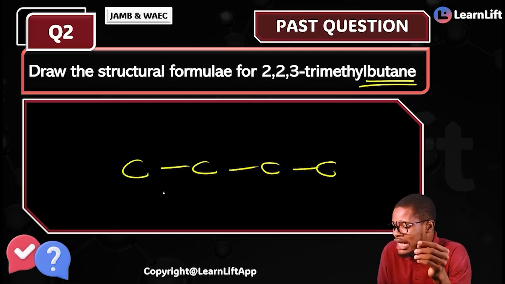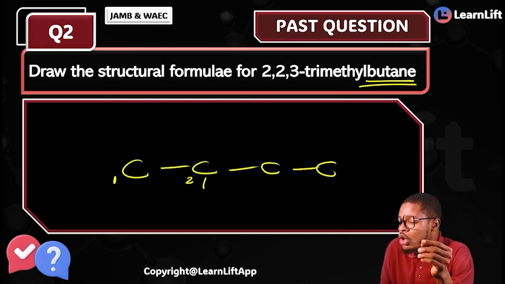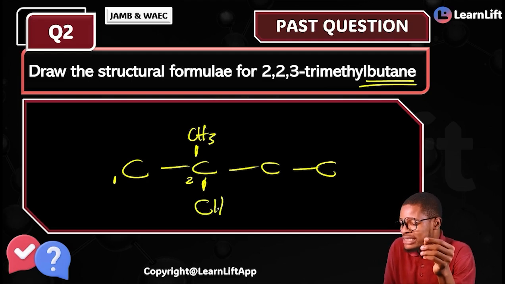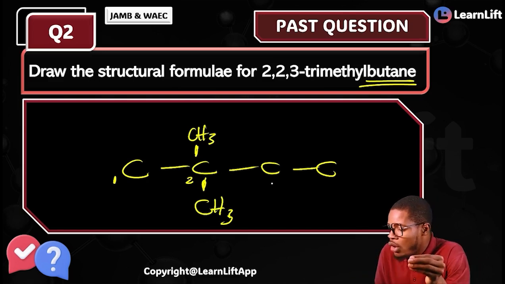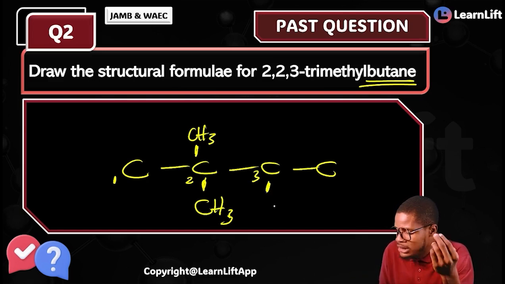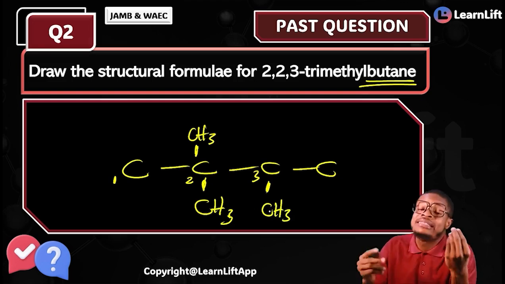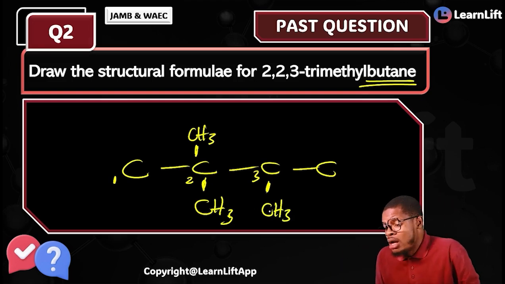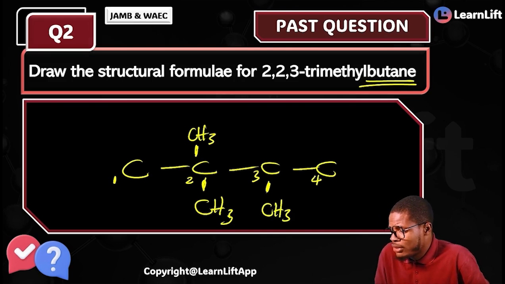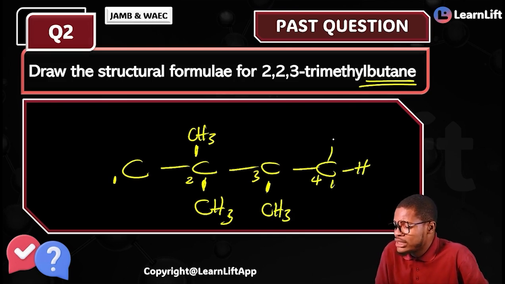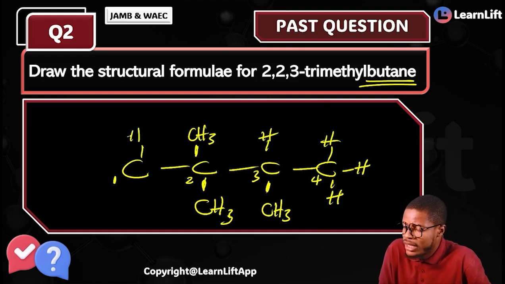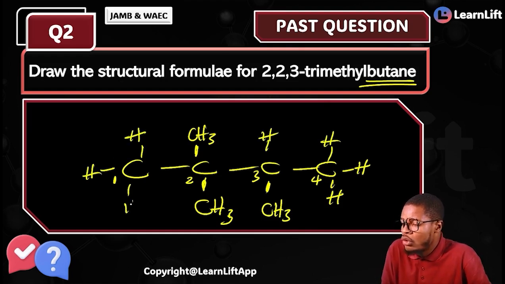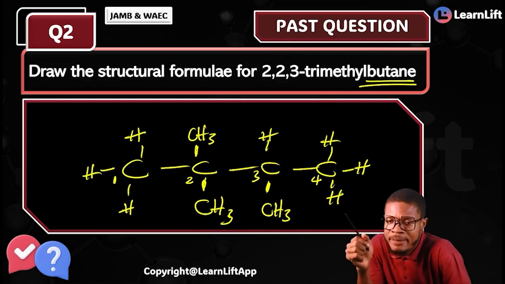2,2,3-trimethyl. That means on carbon 2. Let's say yes, carbon 1. Yes, carbon 2. On carbon 2, there is methyl, CH3. On carbon 2, there's another methyl. That's why it is 2,2. Then 3-tri. On carbon 3, now this is carbon 3, there is another methyl, right? Yes. And once I've done this, I'm good to go. This is the 4th carbon here. Just go and fill hydrogen everywhere that is left. Once you have done that, you are very, very correct. So this is the structure of the compound called 2,2,3-trimethylbutane.